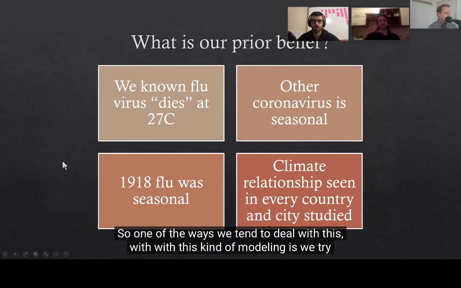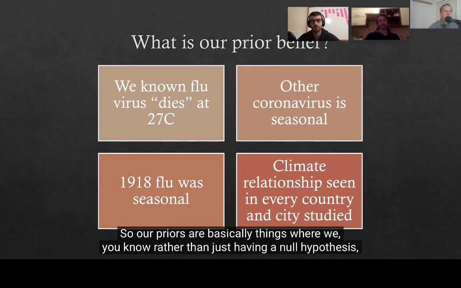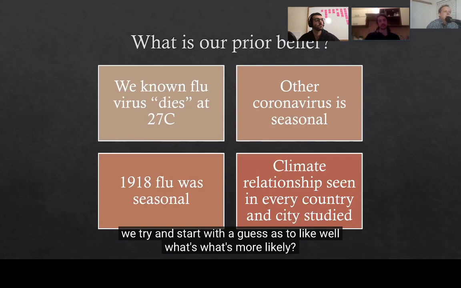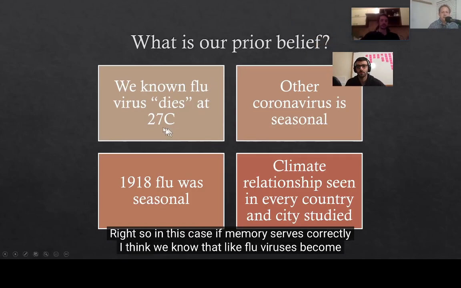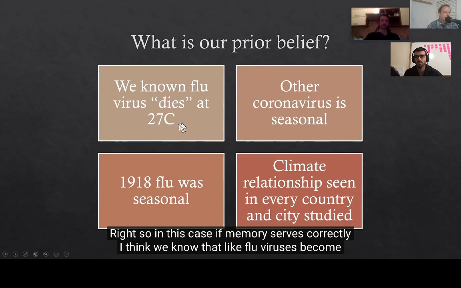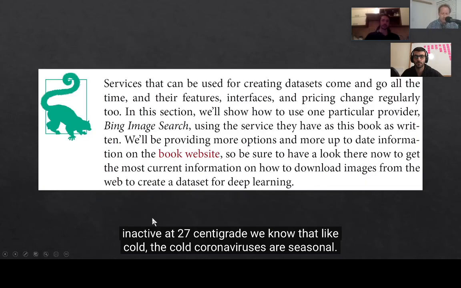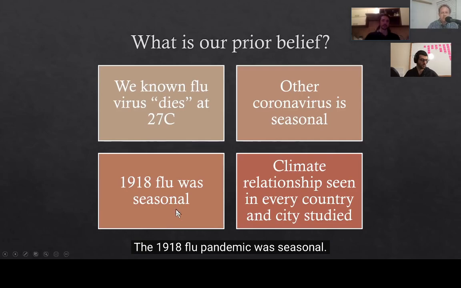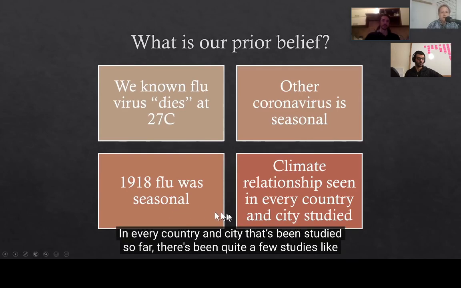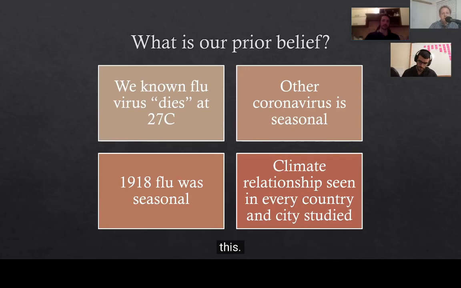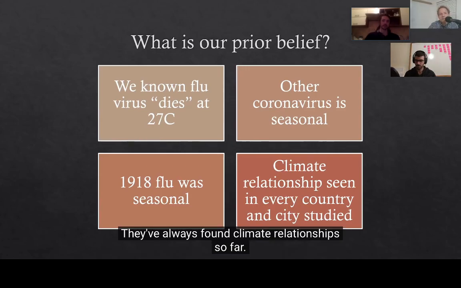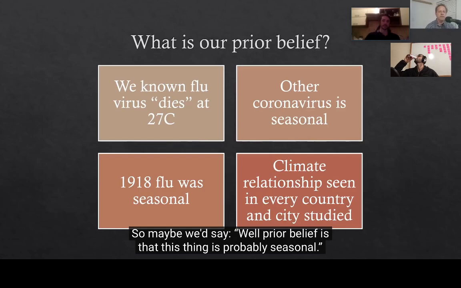One of the ways we deal with this kind of modeling is to think about priors. Rather than just having a null hypothesis, we start with a guess as to what's more likely. In this case, if memory serves correctly, we know that flu viruses become inactive at 27 centigrade. We know that the cold coronaviruses are seasonal. The 1918 flu pandemic was seasonal. In every country and city that's been studied so far, there have been quite a few studies like this, they've always found climate relationships. So maybe we'd say the prior belief is that this thing is probably seasonal.